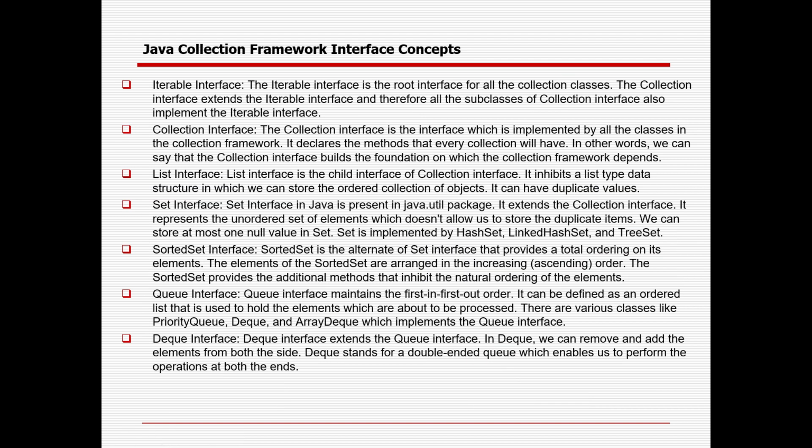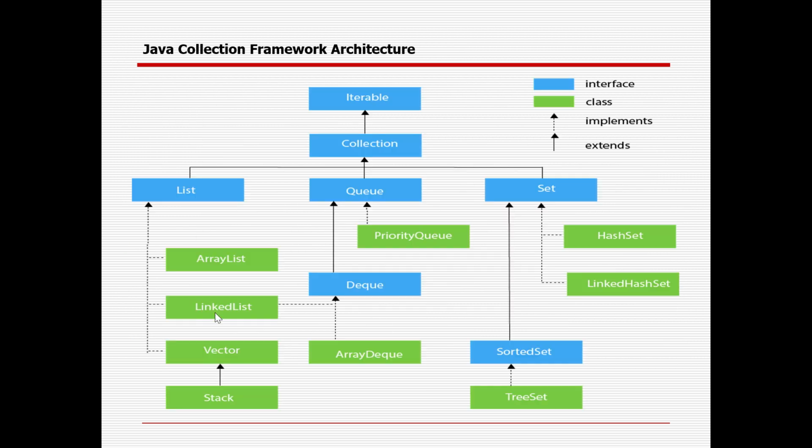So what is Iterable? The Iterable interface is the root interface for all the collection classes. The Collection interface extends the Iterable interface, and therefore all the subclasses of the Collection interface also implement the Iterable interface. So this is the Iterable interface. You could see everything is extending Iterable. It is the root of the collection framework.